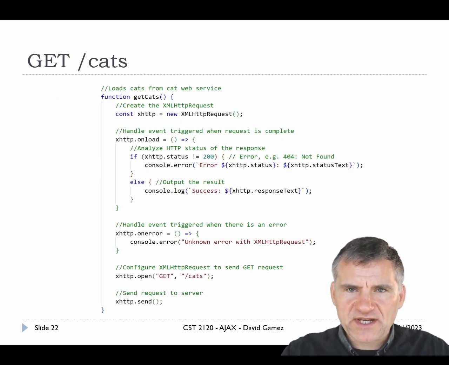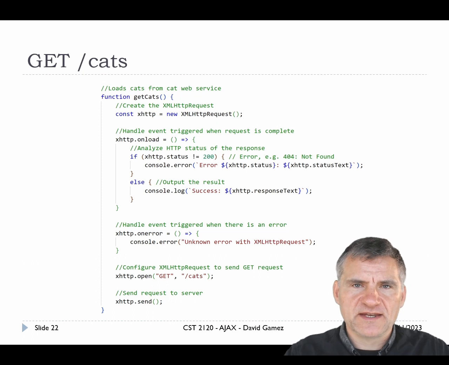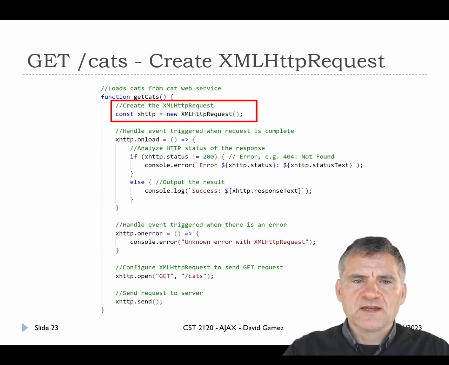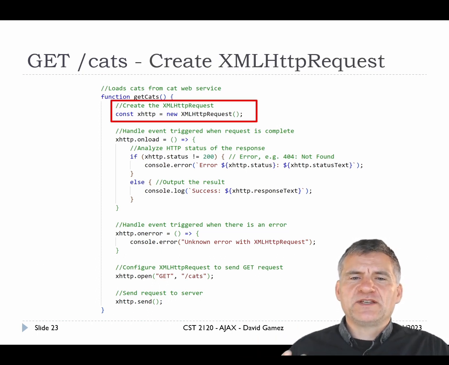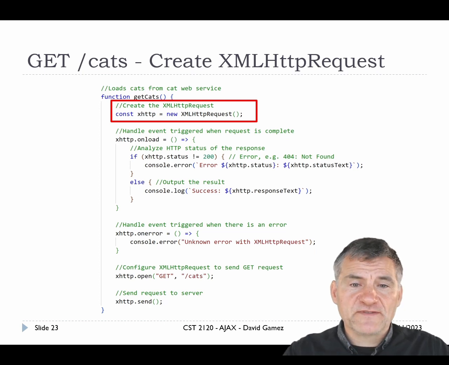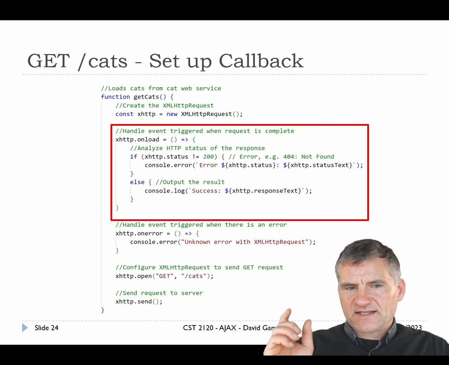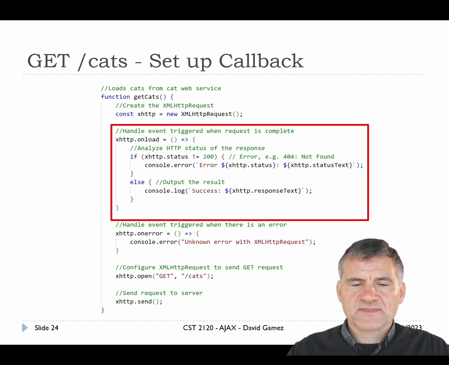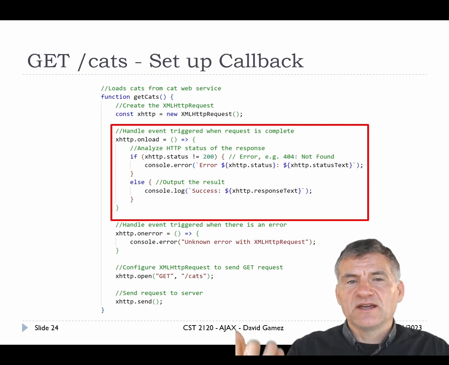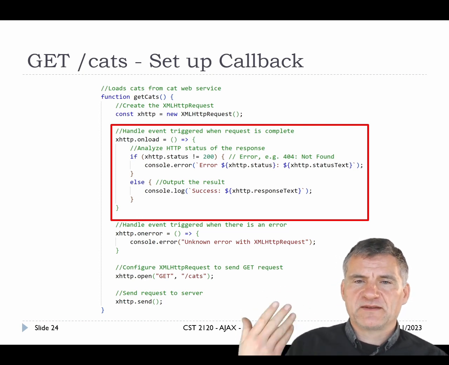So this is where we actually get to the real code that you need to understand in order to make this work, yeah? Firstly, we create a new XML HTTP request, calling the constructor of the XML HTTP request. And that gives us the XML HTTP object. And then we set up the callback that's triggered when the request has been completed by the server.